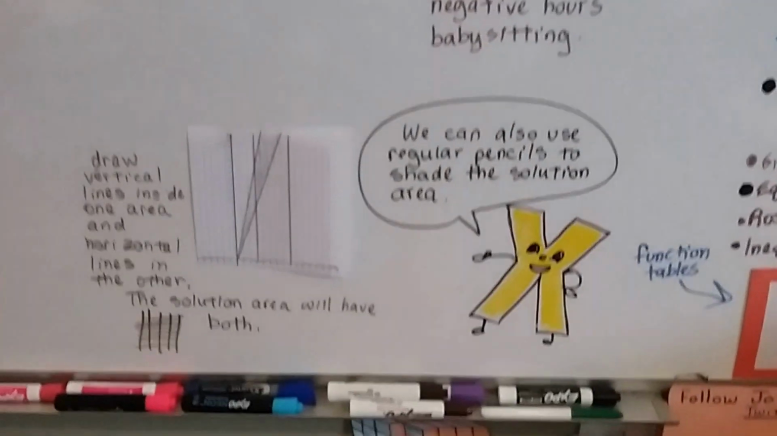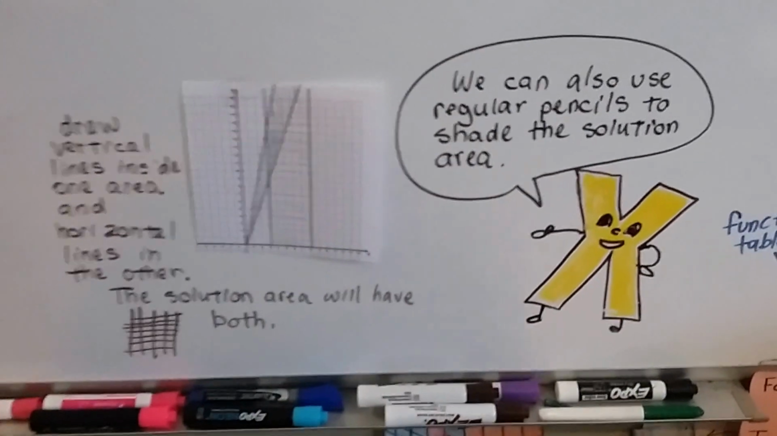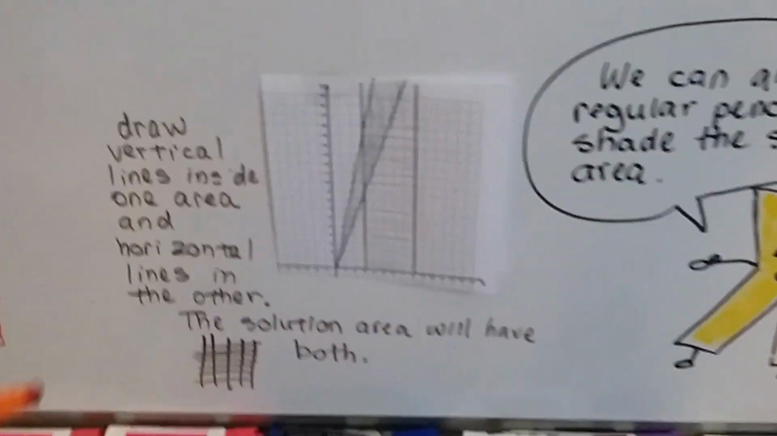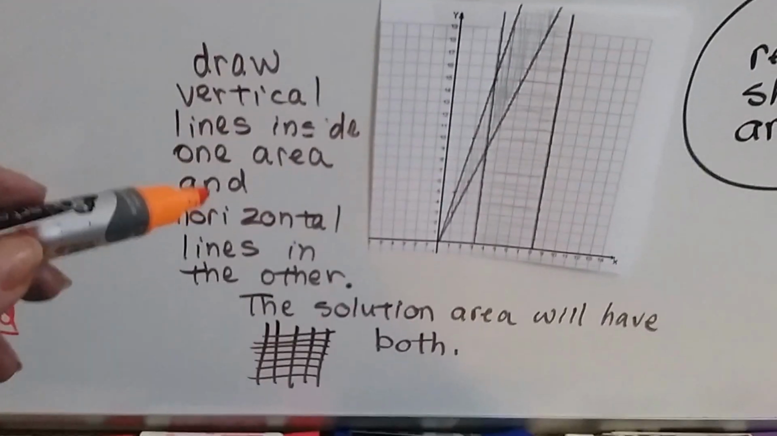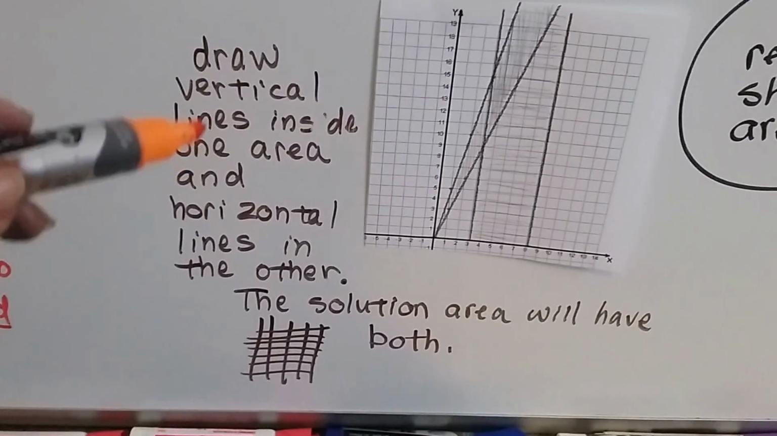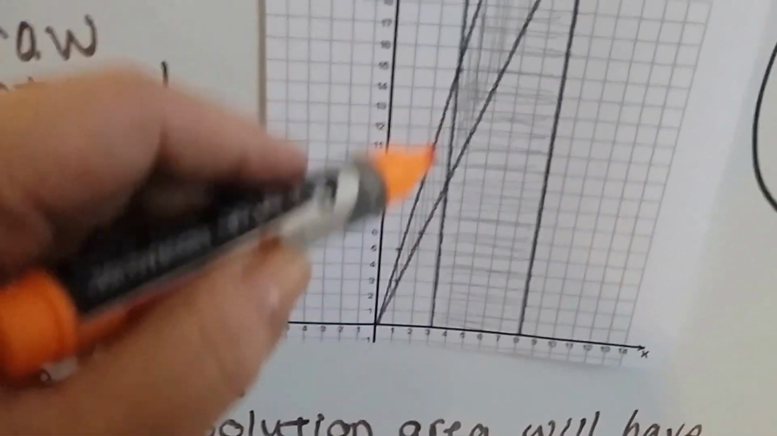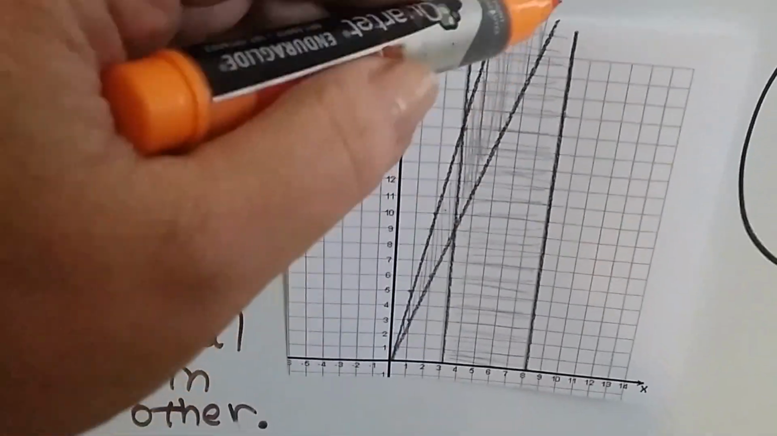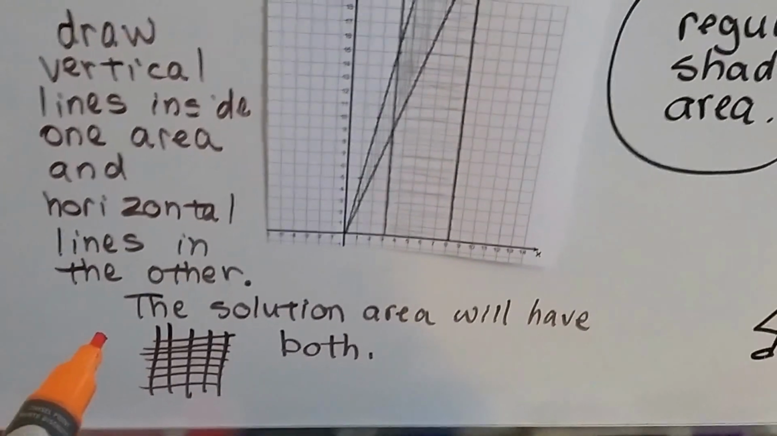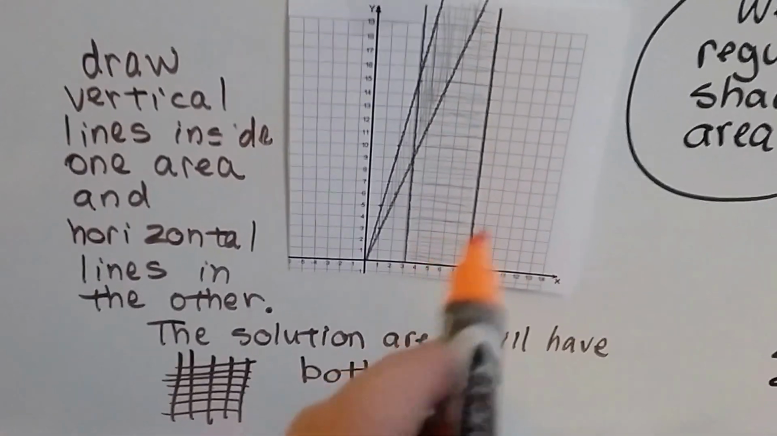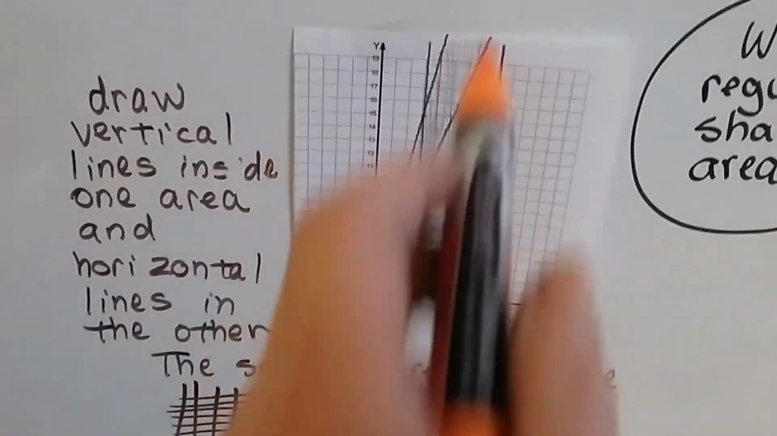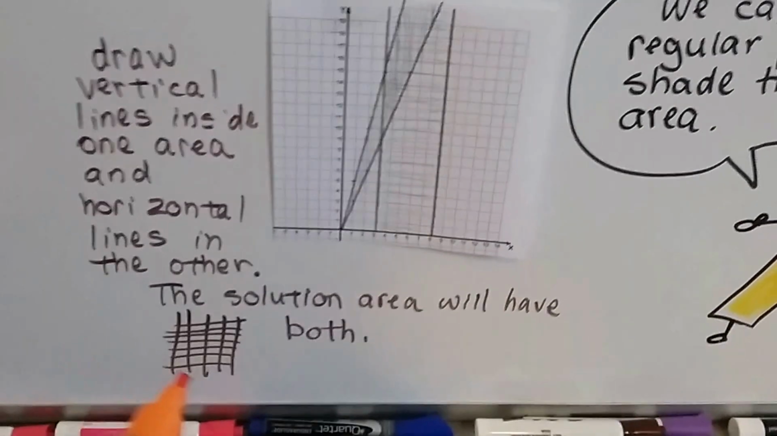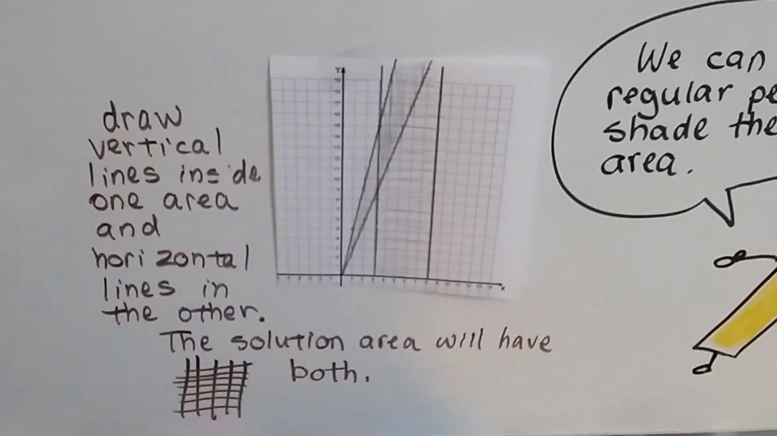If you don't have colored pencils, you can use regular pencils to shade the solution area. What you do is, for one part of the solution area, you draw vertical lines going up and down, like right here. If you look, I drew lines going up and down. And then for the other area, this area, I drew horizontal lines going that way. That way the solution area has both, and then it's darker. See that?